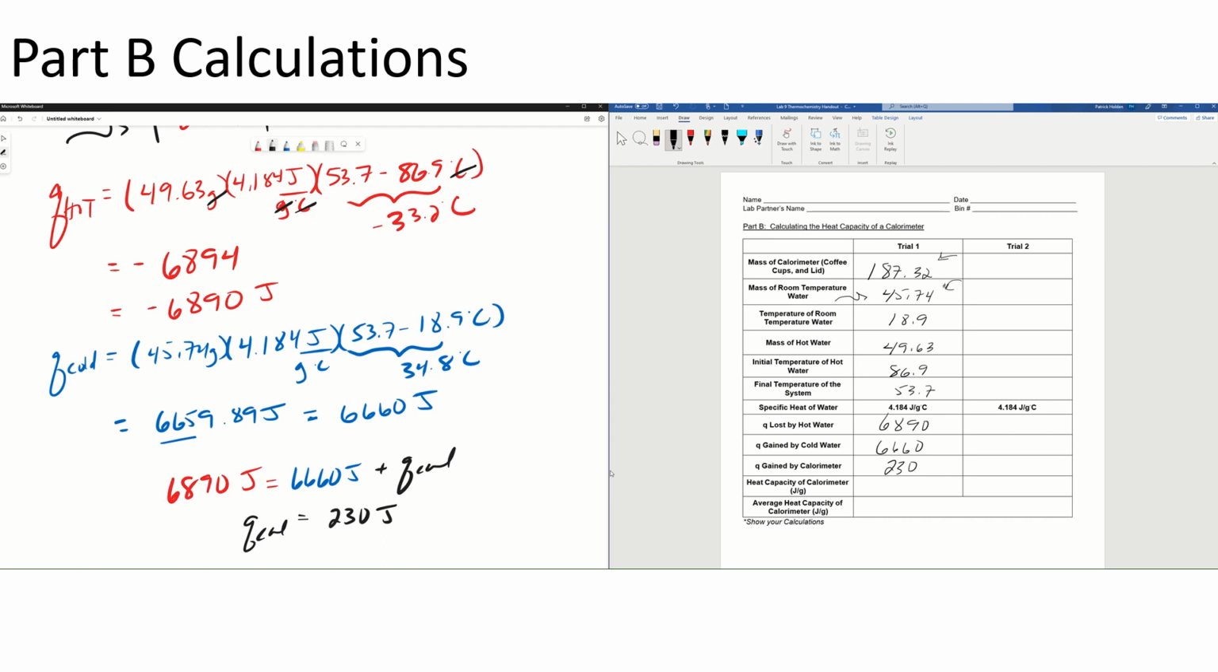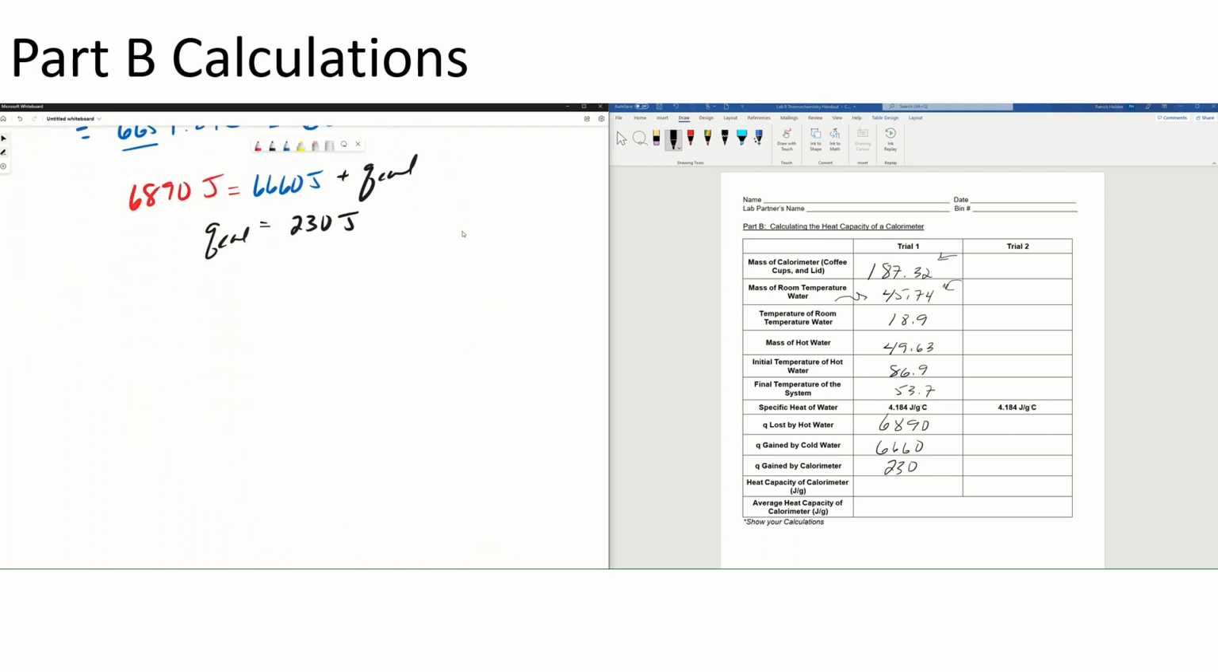Okay? So the last thing we have to calculate here is the heat capacity of the calorimeter. So we know that the heat capacity, or excuse me, the Q of the calorimeter is equal to the mass of the calorimeter times the heat capacity. So here we have 230 joules is equal to the mass, 187.32 grams, divided by what the heat capacity is. So you have to do that division to solve.